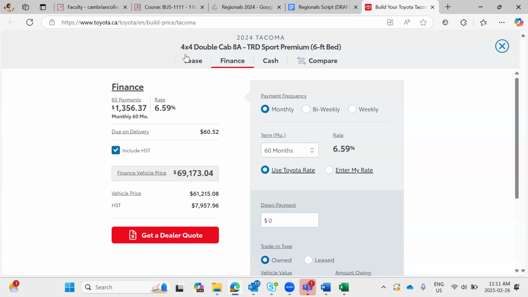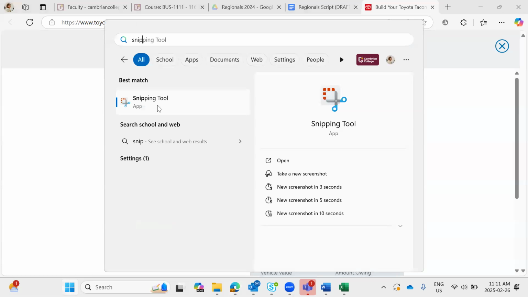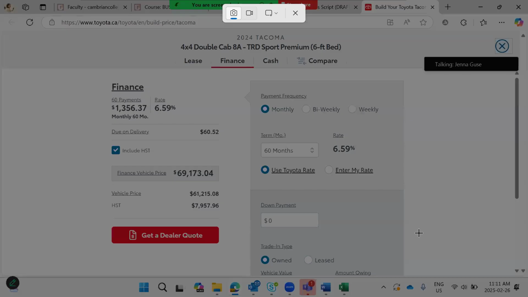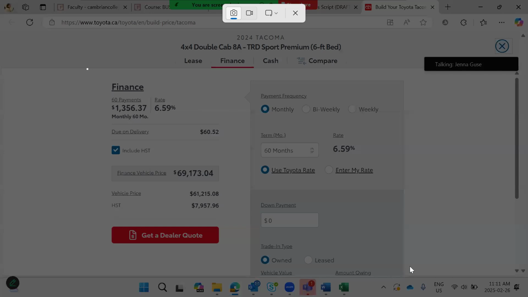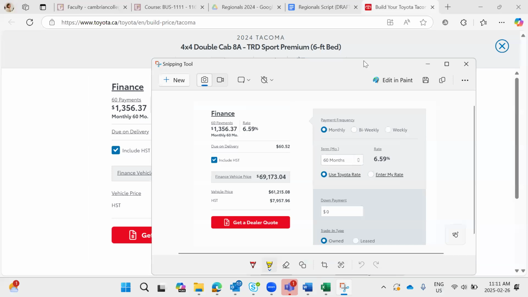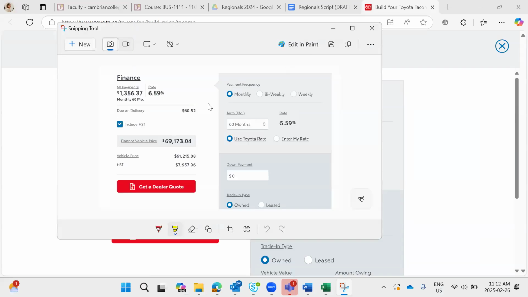website where you got it from and take a screenshot of this information. So for me on my Windows, I use the snipping tool for screenshots where I can cut out a little screenshot of the financing information. If you have a Mac, you might be able to use Preview to do that instead, but this is what I'll need you to put onto your assignment.